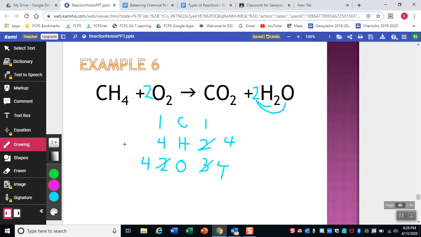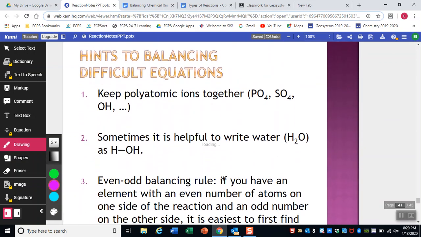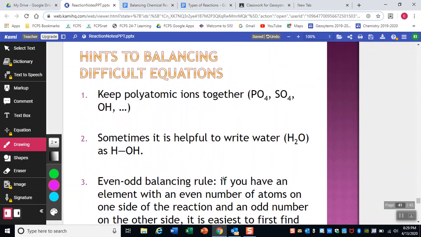So don't panic if you got a combustion one. But we do need to check. So I've got 1 carbon, 1 carbon. So check. Hydrogens. 4 hydrogens and 4 hydrogens. Check. 2 times 2, so 4 oxygen, and then I've got 2 plus 2 is 4 for my oxygen. Oh, good. Awesome. So, it can be tricky.